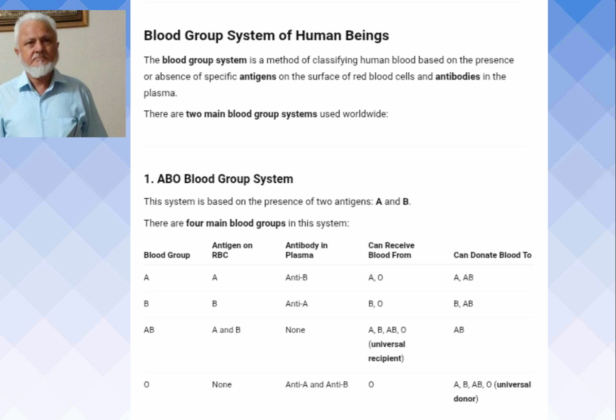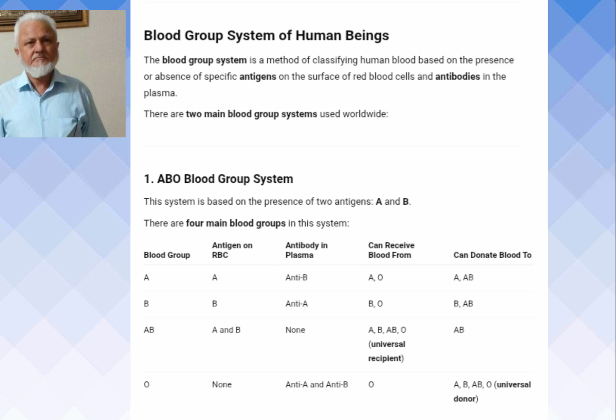Blood group B: antigen on RBC is B, antibody in the plasma is anti-A. Can receive blood from B and O. Can donate to B and AB.